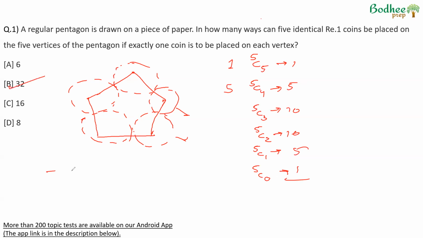Or there are 5 coins, 1, 2, 3, 4, 5. Each coin can have its center on the vertex or not on the vertex. So 2 options are available for each coin. So total 2 raised to power 5, or 32, becomes my answer. 2, 4, 8, 16, 32, option B.